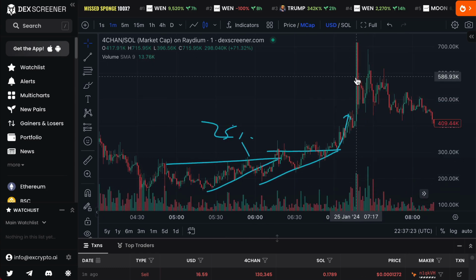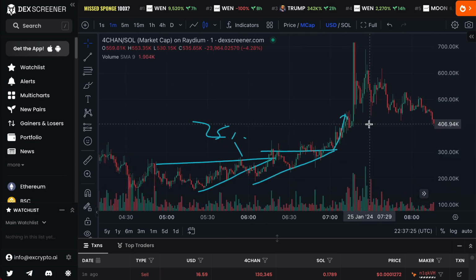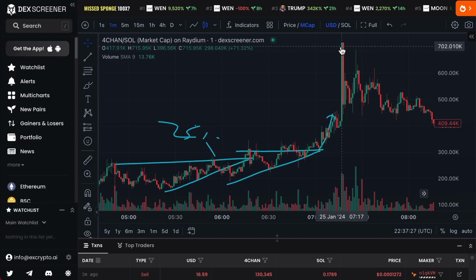That's the time to sell. You sell into the pump. And the pump didn't last long at all. Remember, this is a 1 minute chart. So literally from 400, it was at 700 for 1 minute. And then somebody just dumped a whole set.